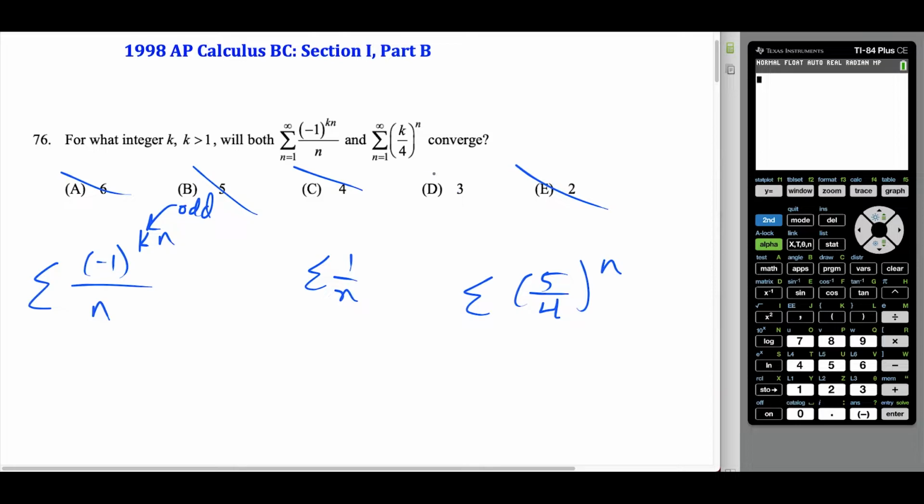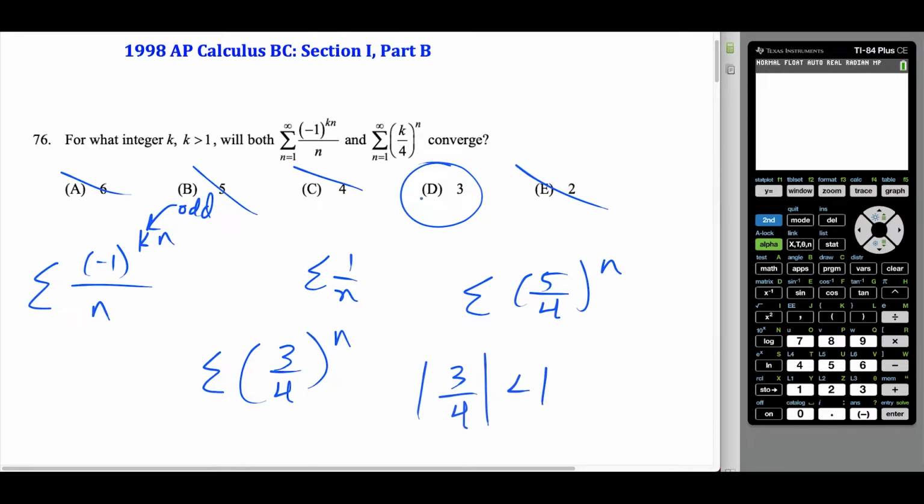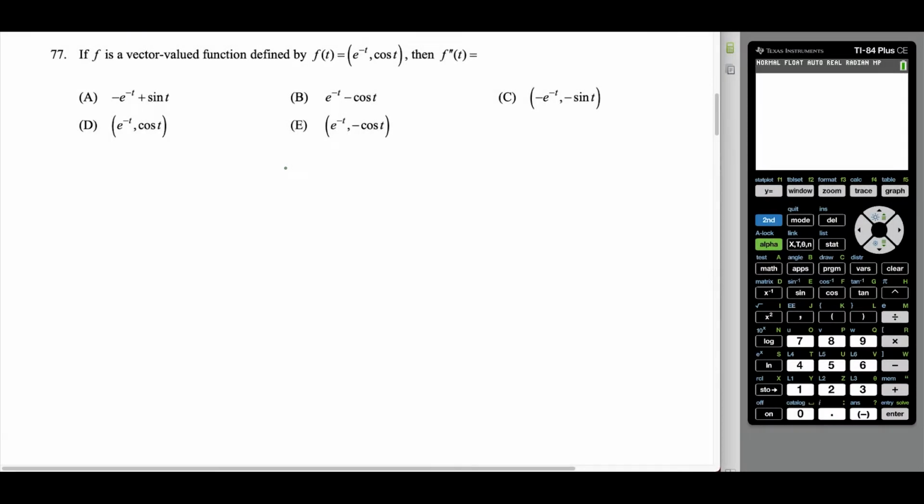So that one's out. It has to be this choice here, because I have (3/4)^n in a series, and this is a geometric series where the absolute value of 3/4 is less than 1. So definitely choice D. For question 77, we just need to know how to find derivatives.